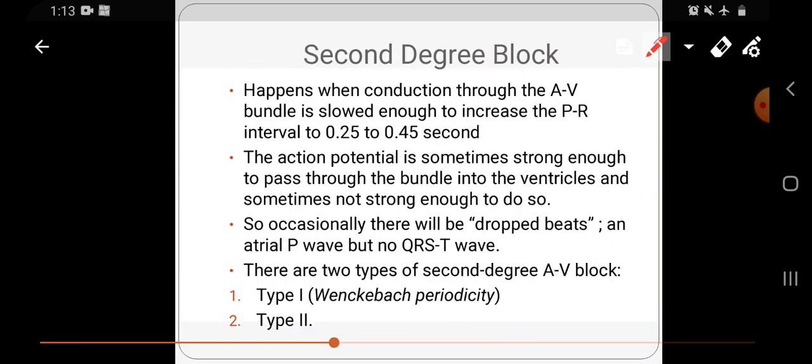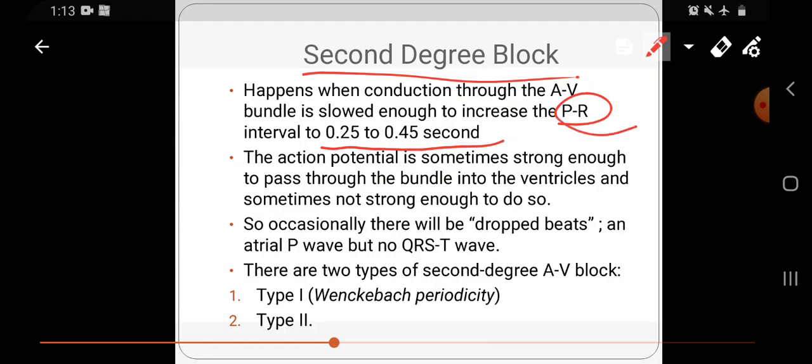Okay. هلا second degree heart block هذا بيختلف شوي. بالsecond degree heart block ال prolongation بال PR interval بيكون أكبر، يعني كبير شوي. هو بالعادة بيكون بين 0.25 ل 0.45 second.